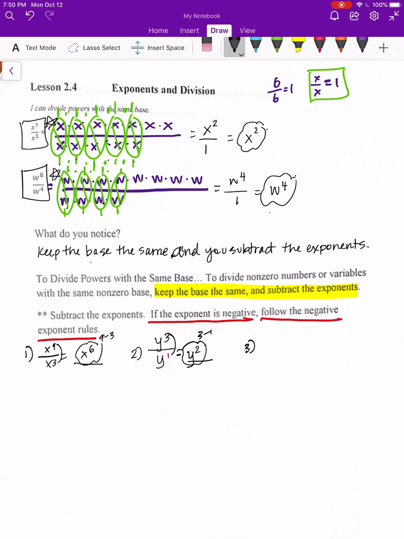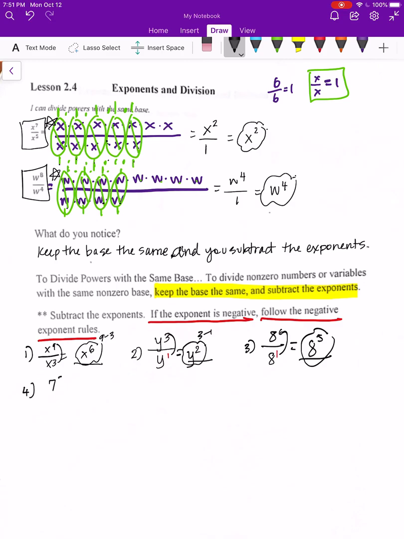Number 3, what if I don't have a variable? Now I have a number. 8 to the 6th power over 8. And again, if there's nothing there, we can put a 1 as an exponent. And you keep the base the same. Then 6 minus 1 is 5. 8 to the 5th power. Nothing different. Okay. Number 4.